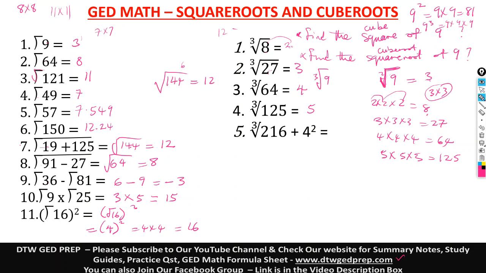Okay, in the GED, you can always see a question like this. Some students of mine have spotted questions like this and said, oh, I saw a question like this. That's why I'm putting this question here. So the cube root of 216 is 6. When you do 6 times 6 times 6, you get 216. Okay? So the cube root of 216 is 6. Then plus 4 squared. What is 4 squared? 4 squared is 4 times 4, which is 16. So 6 plus 16. And what would that give us? That would give us 22.